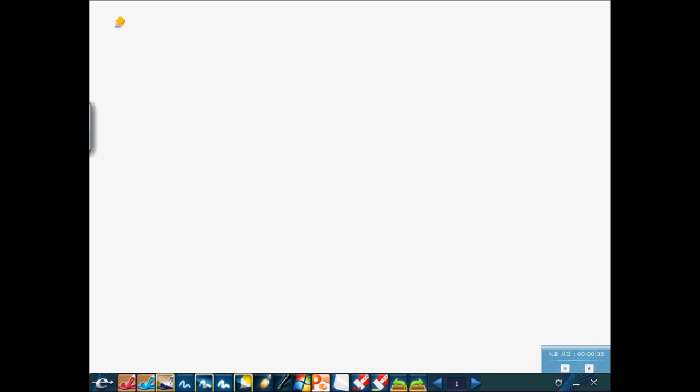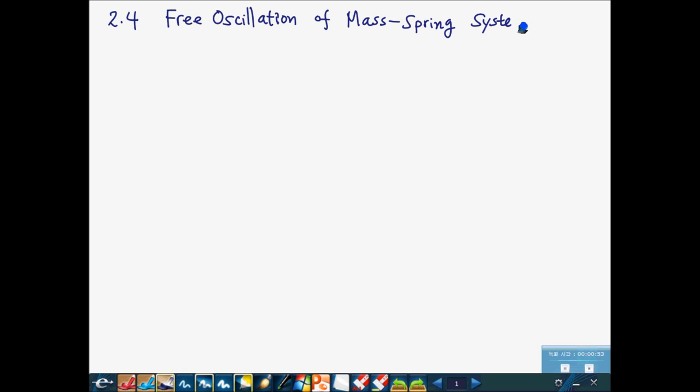Okay, I'm going to review section 2.4, free oscillation of mass spring system. Okay? So, the situation is this. There's a spring hanging on the ceiling. That's the original length, the original, unstretched spring.